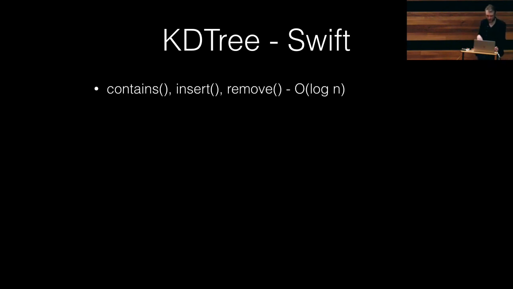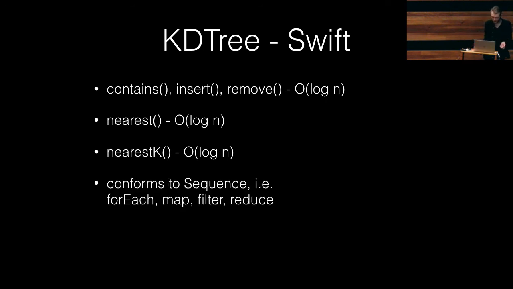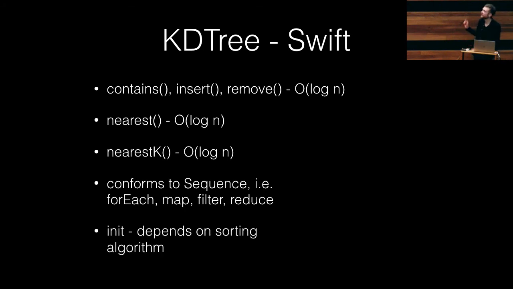What have we gained with this? Well, we can write algorithms like contains, insert, and remove. They're all O(log n), but this is what you expect, because that's just what the tree is about. The cool part here is that we also get the nearest function, and this nearest function is also O(log n). I'll show you what this means in a second. Same thing, nearest k is also O(log n), so you can get the k nearest values to a certain point. This is really cool. And of course, I conform this tree to Sequence, so you can do all the things that you know from sequences, and you get all the Swift functions for free, which then operate on this tree. And as I said before, the init method depends on the sorting algorithm. I think Swift is using insertion sort.